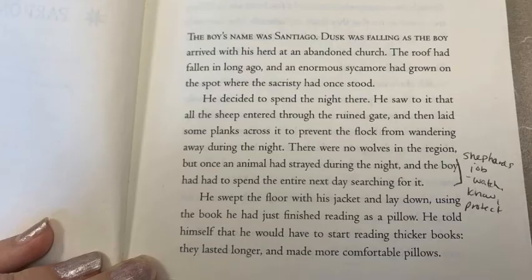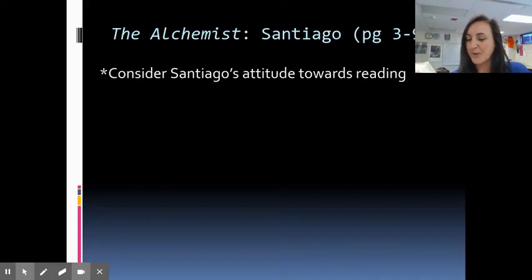He swept the floor with his jacket and lay down, using the book he had just finished reading as a pillow. He told himself that he would have to start reading thicker books. They lasted longer and made more comfortable pillows.